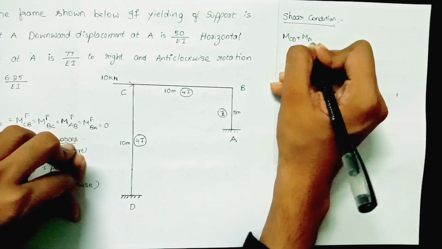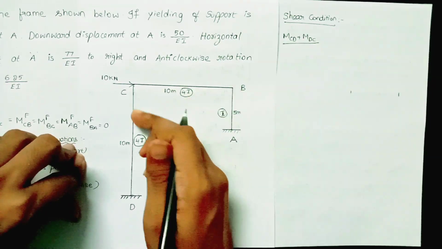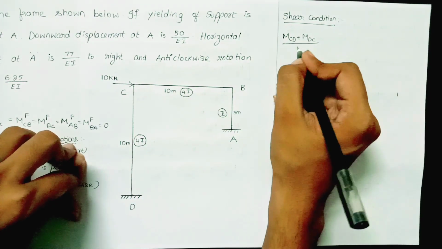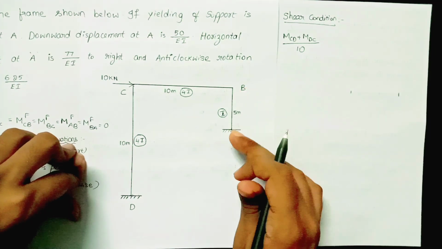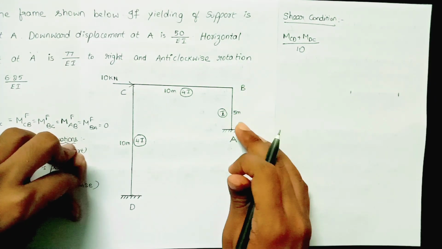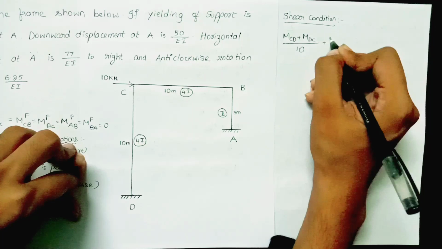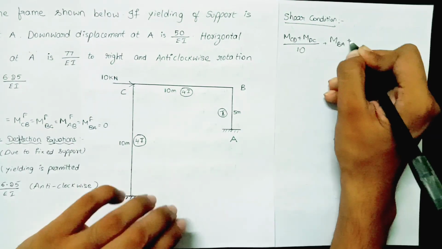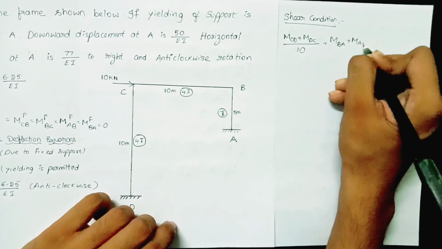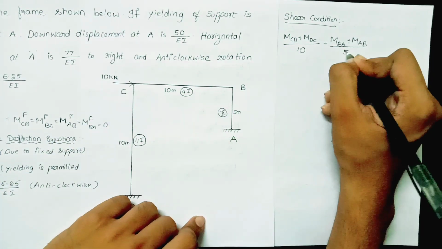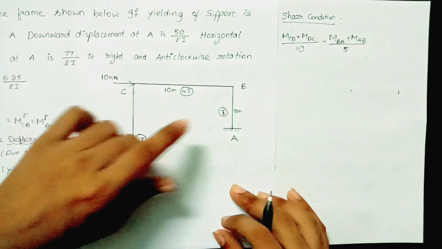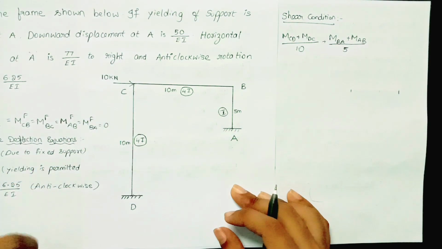MCD plus MDC divided by this member length, 10 meters. Now similarly for MBA plus MAB divided by the length of the member, which is 5 meters. Okay, we have completed applying the shear condition for columns.